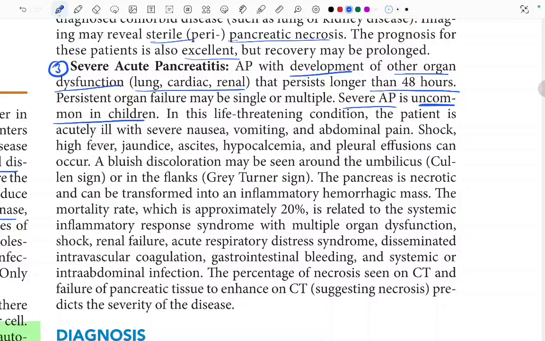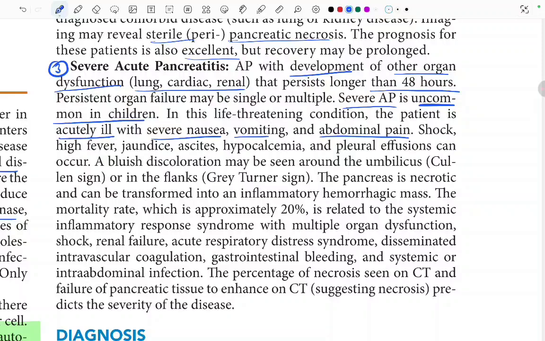This is a life-threatening condition, and the patient is acutely ill with severe nausea, vomiting and abdominal pain.